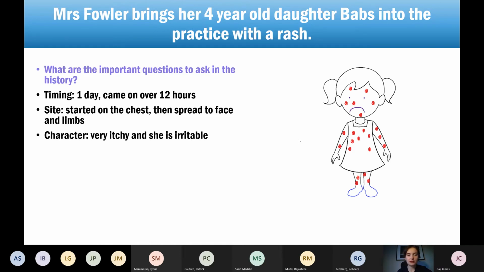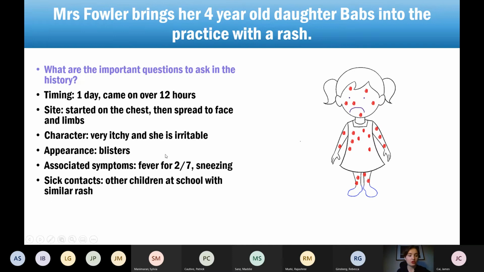So for Babs, it's come on over about a day, over 12 hours. It started on her chest, and then spread to her face and her limbs. It's incredibly itchy, and obviously for a child, she's going to be very, very upset. And it looks to mum like it's blisters. And yeah, has she got any other symptoms? Is she short of breath, is she feverish? In her case, she is feverish, and she's also a bit snotty and sneezing. And mum has also said that there's something going around school at this point as well.